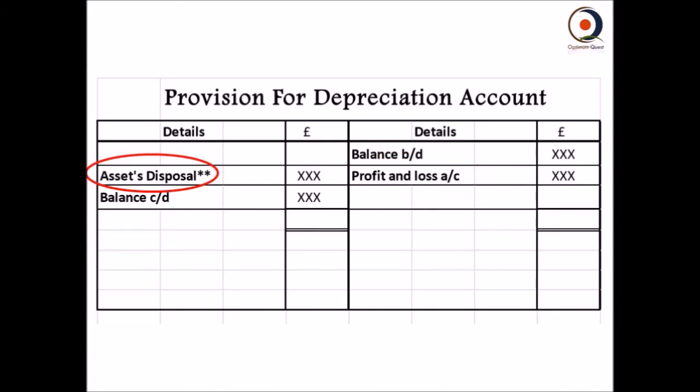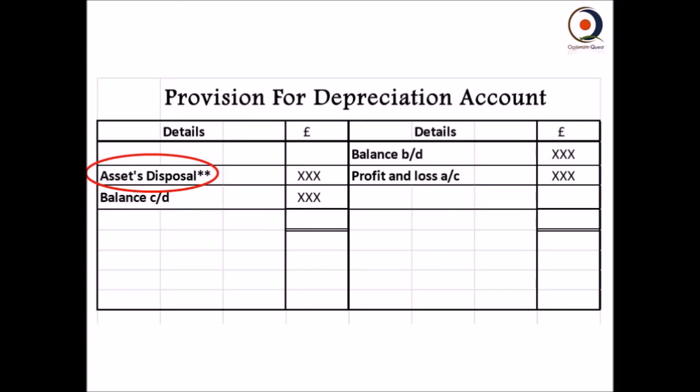So what does disposal have to do with depreciation? When we dispose of an asset, it is no longer a part of our calculation of depreciation, so we need to cancel it off, which is why it is recorded on the debit side. The term asset disposal stands for the total depreciation of the asset that we have disposed of in the current financial year.